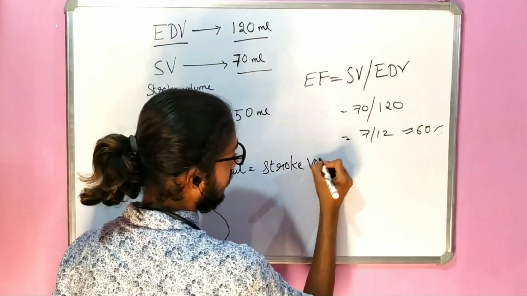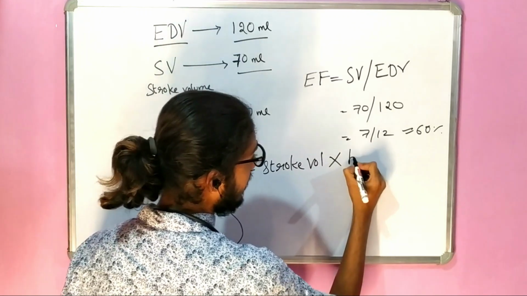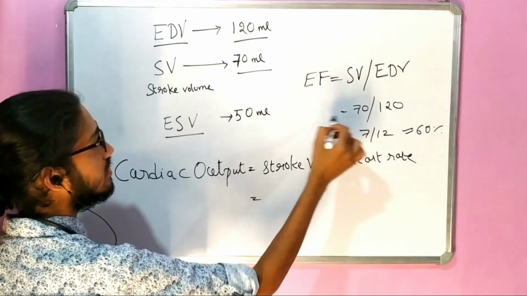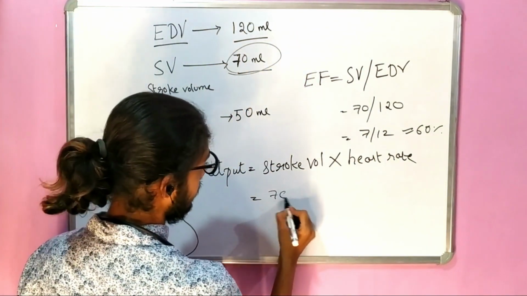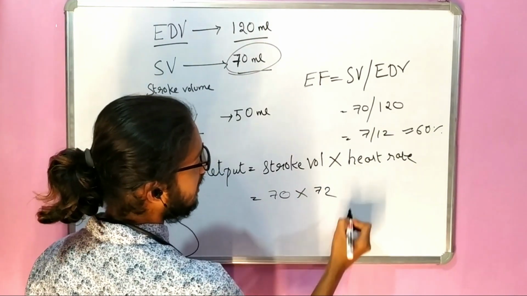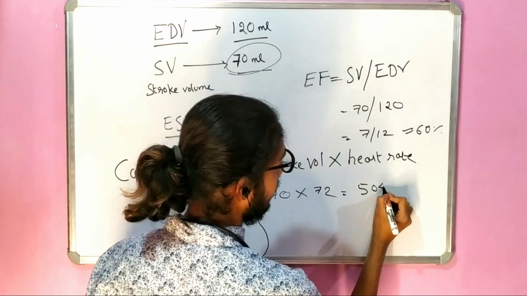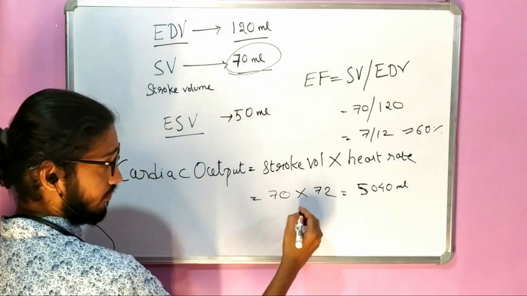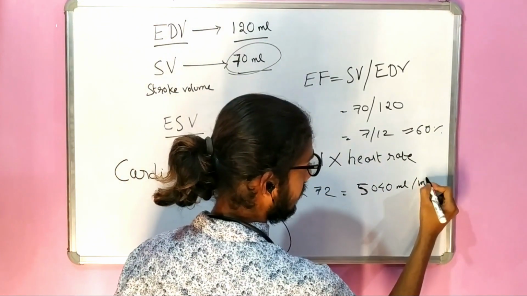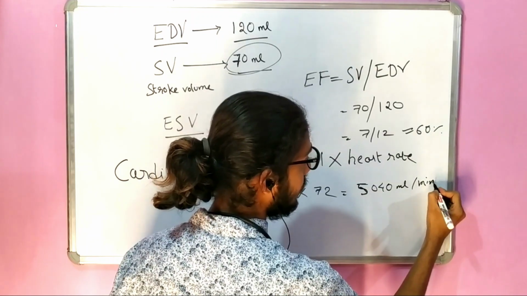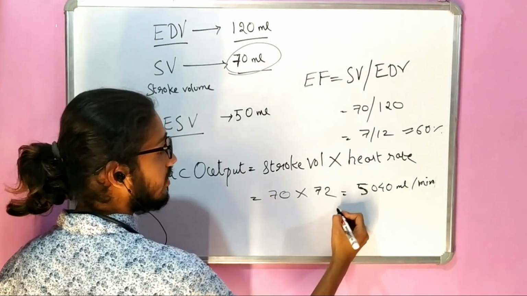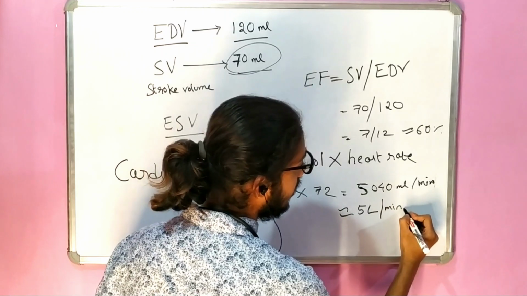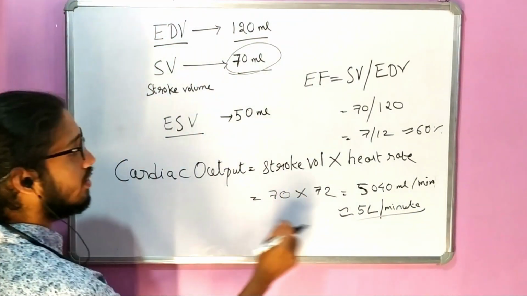As I mentioned, it is calculated as your stroke volume multiplied by the heart rate. Okay, so your stroke volume here is 70 ml into 72 beats per minute, which counts about 5040 ml per minute. Why per minute? Because this is 72 beats per minute. So this accounts for about 5 liters per minute. This is your cardiac output of a normal human heart.